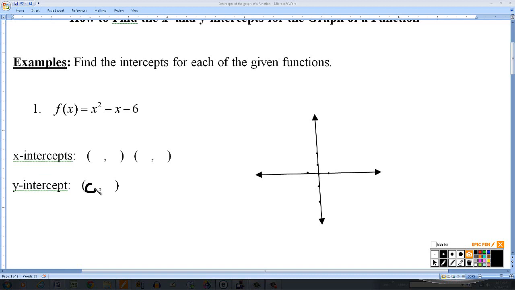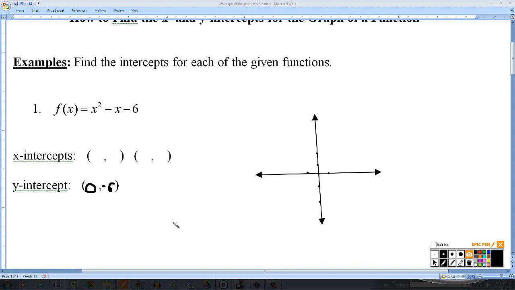So this point right here, x value is 0. And then you just put 0 over here with the x. Put a 0 there and a 0 there. So I'm left with a negative 6. So the graph crosses the y-axis at 0 and negative 6. It'd be somewhere down here.